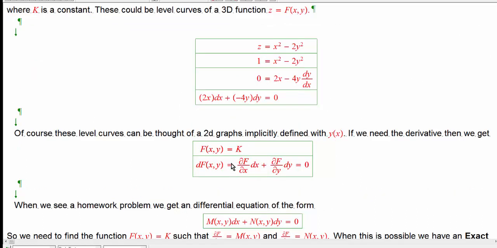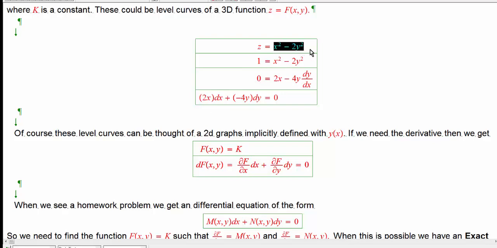then we'll have something that looks like the function differentiated with respect to x times dx plus the function differentiated with respect to y times dy is equal to 0. That's actually what we have. Differentiate this function with respect to x. You get 2x. There's that 2x.